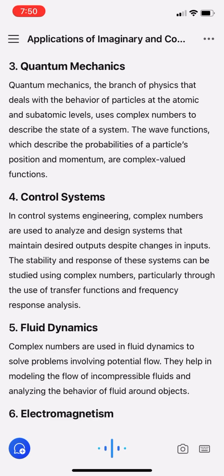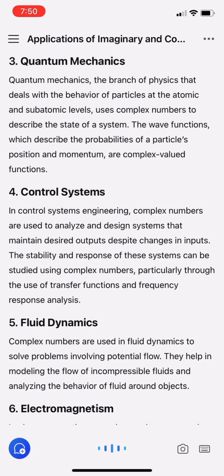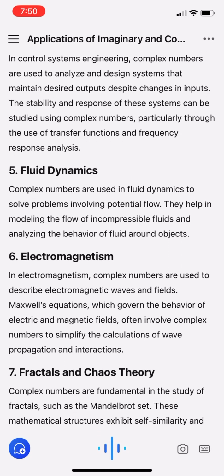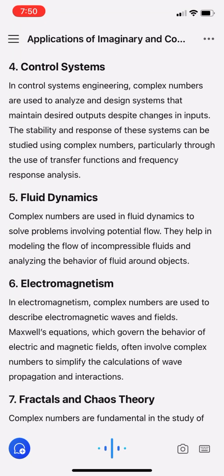4. Control systems. In control systems engineering, complex numbers are used to analyze and design systems that maintain desired outputs despite changes in inputs. The stability and response of these systems can be studied using complex numbers, particularly through the use of transfer functions and frequency response analysis.